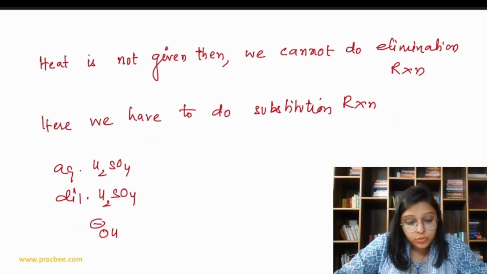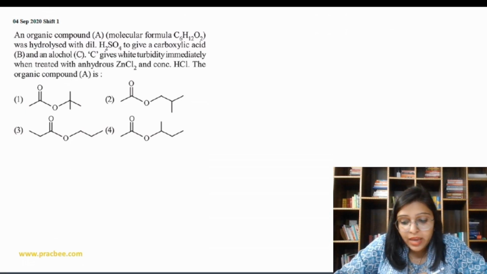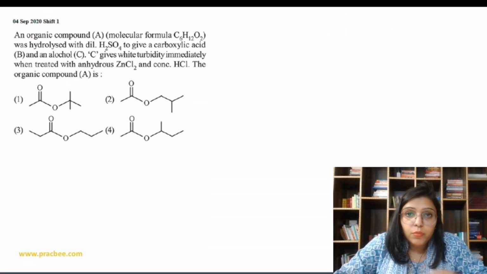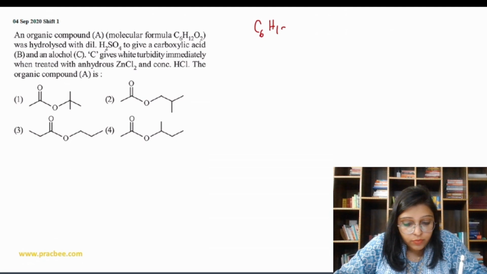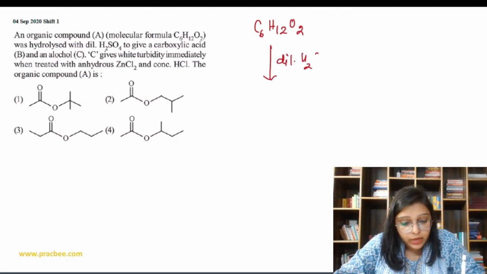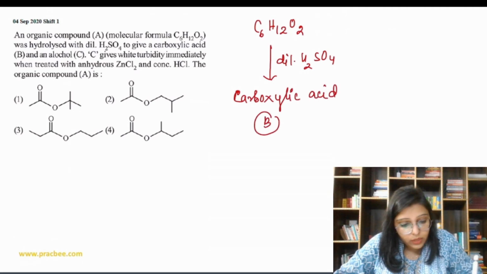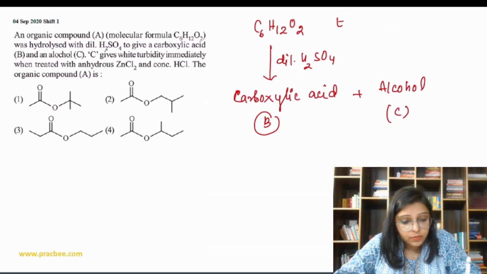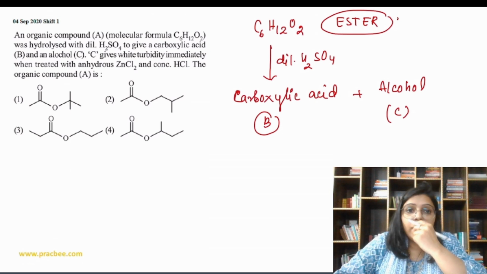Now let's do next question. So we have an organic compound A, molecular formula C6H12O2, which was hydrolyzed by dilute H2SO4 to give a carboxylic acid which is B, and alcohol which is C. So it means this must be an ester. The above compound must be an ester.